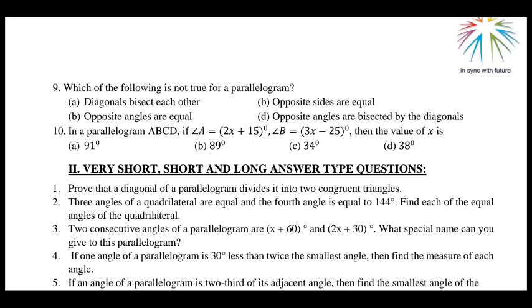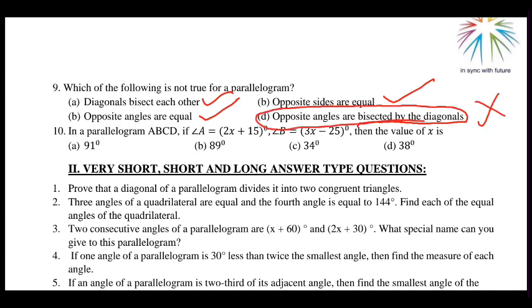Diagonals bisect each other. Do the diagonals bisect each other? Yes. Are the opposite sides equal? Yes, correct. Are the opposite angles equal? Yes. Correct. Opposite angles are bisected by diagonals. Is it right? Is there any theorem? No, we do not have any theorem telling this. So we only have these three theorems. This is wrong.